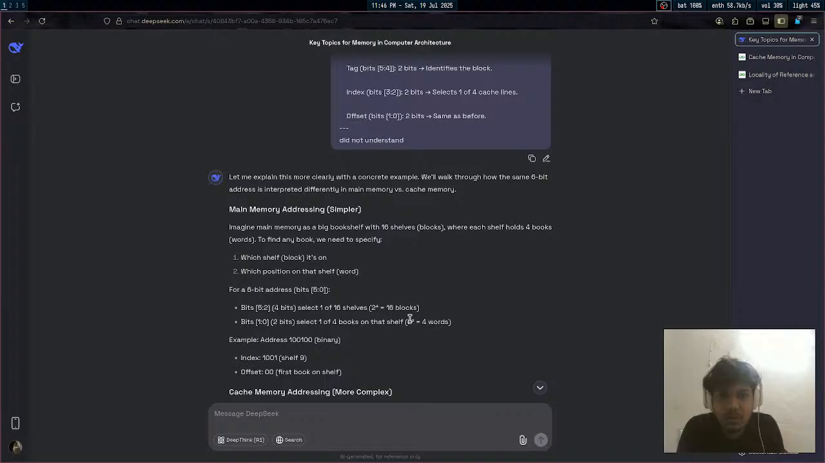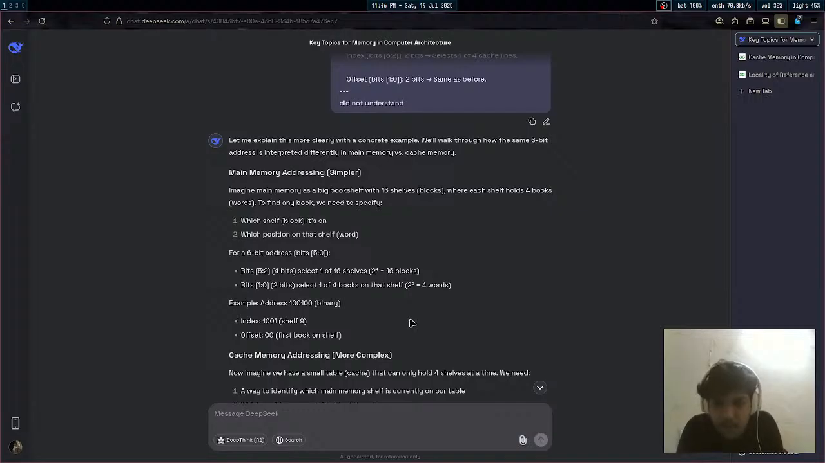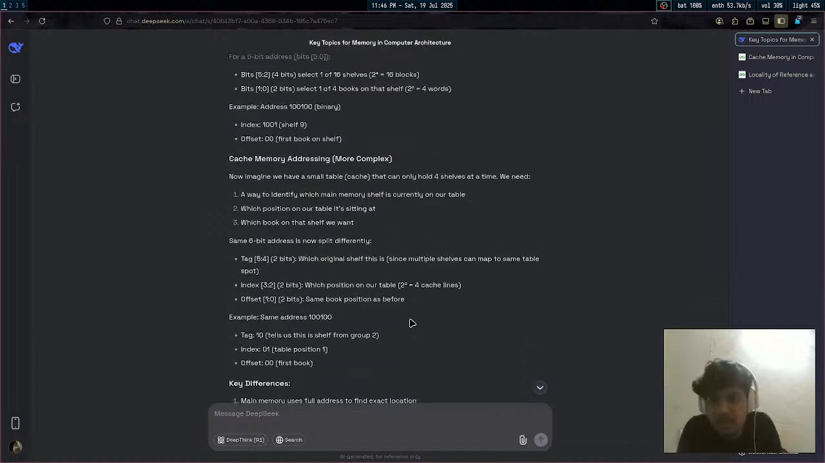We'll walk through how the same 16-bit address is interpreted differently in main memory versus cache memory. Imagine main memory as a big bookshelf with 16 shelves. Yes, each shelf consists of 4 books. And to find any block we will specify which shelf and which position. Yeah, that is not an issue.